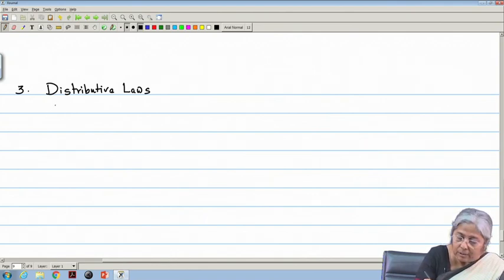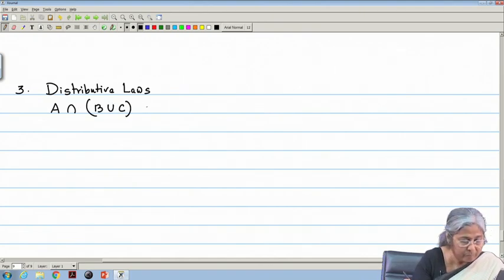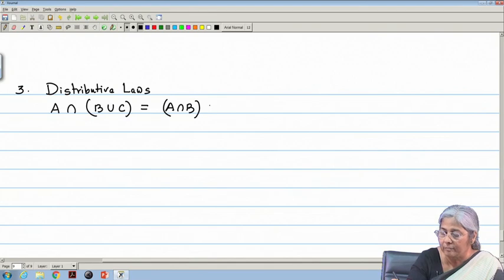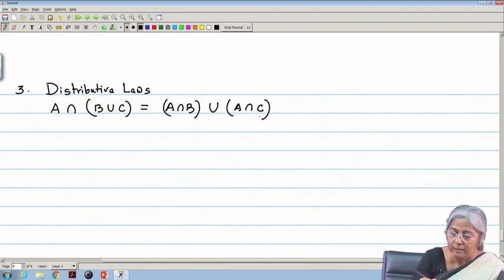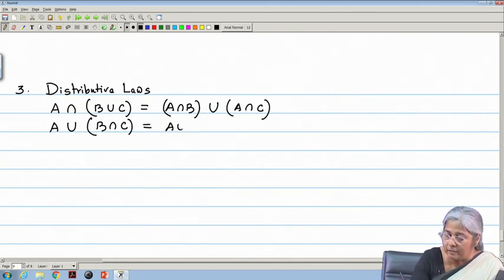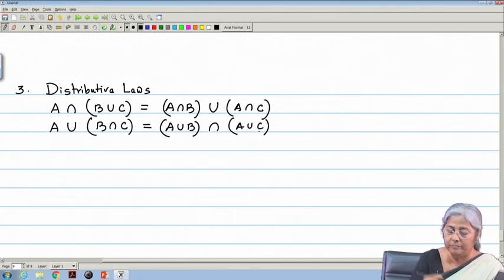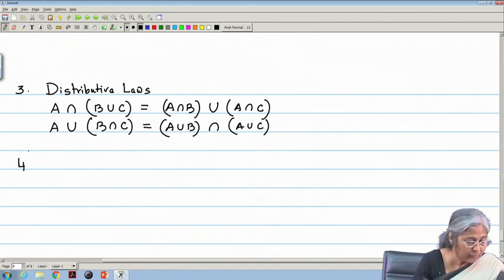We write that A intersection B union C is A intersection B union A intersection C. If we exchange the operations, intersection and union, it is the same: A union B intersection A union C. Later we can prove these distributive laws.